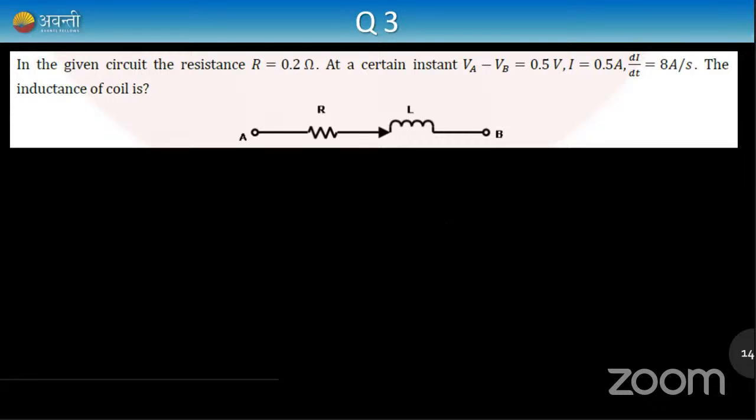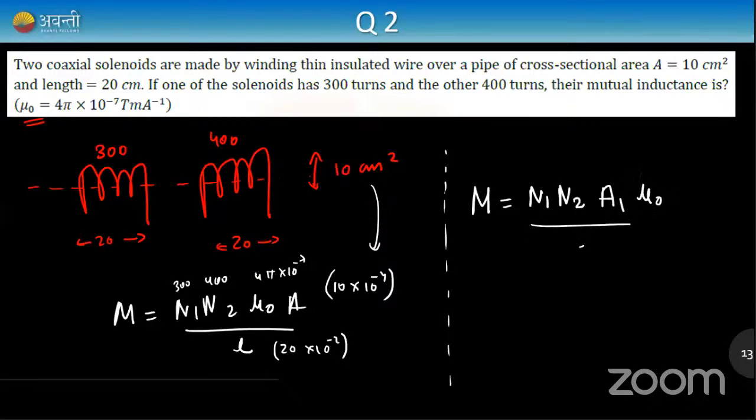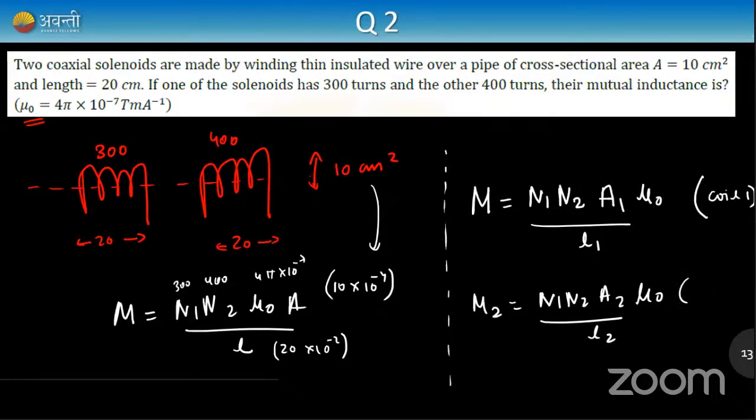If the coils have different areas and lengths, we have to change the formula accordingly. If you know the accurate derivation, I'll write the most accurate formula. If they have different lengths, mutual inductance is equal to N1 into N2 into area of coil 1 into mu naught divided by L1, if current is flowing in coil 1. If current is flowing in coil 2, then use N1 into N2 into area of 2 into mu naught by length of 2.